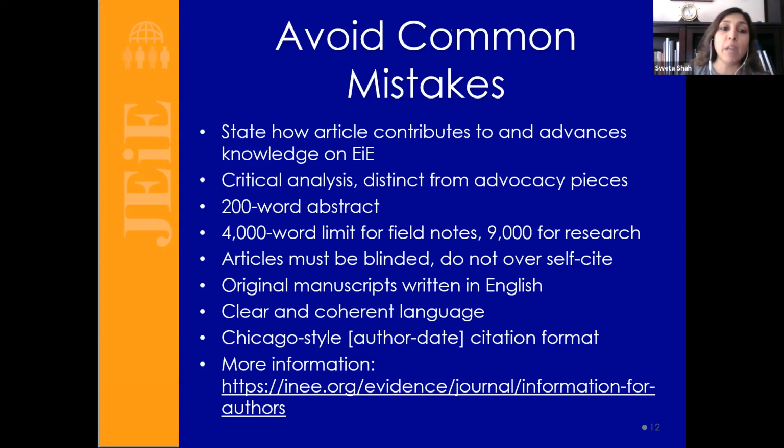As I mentioned, articles will be blinded, so do not over self-cite. We want the original manuscript in English. We're not in a position at this moment to take in manuscripts in other languages and translate them. However, after publication, we are looking at how we could get key pieces translated, for example if the article is focused on the Middle East, Latin America, or West Africa, but we do want to receive them in English. We hope to have clear, coherent language, but if you get the structure right, that will help you with your language as well. The citation style is Chicago style, which you can find on our website below.